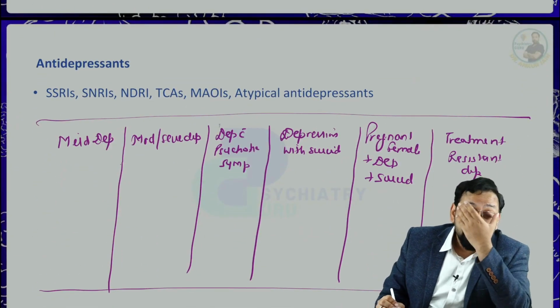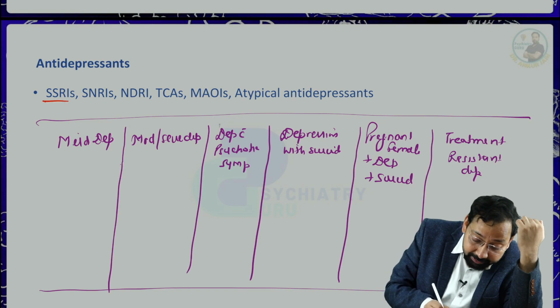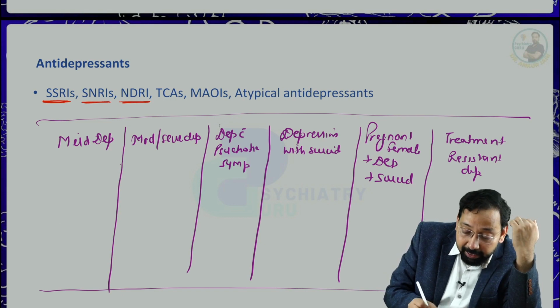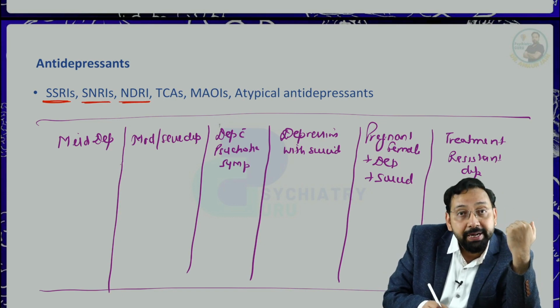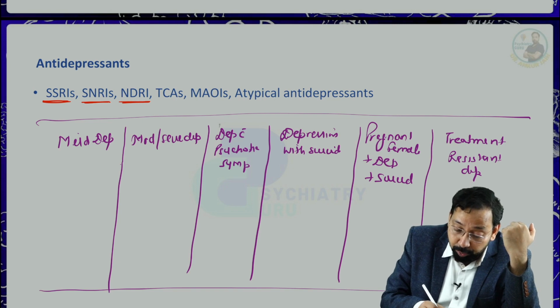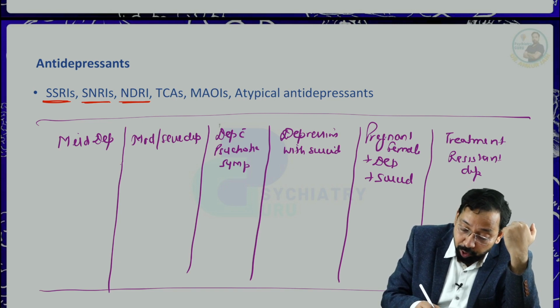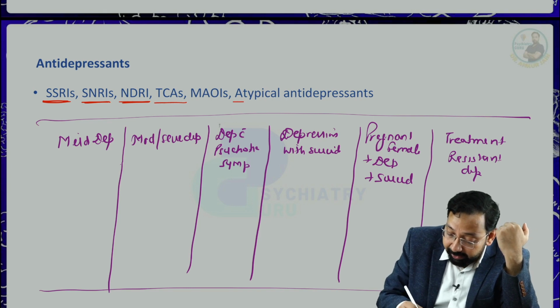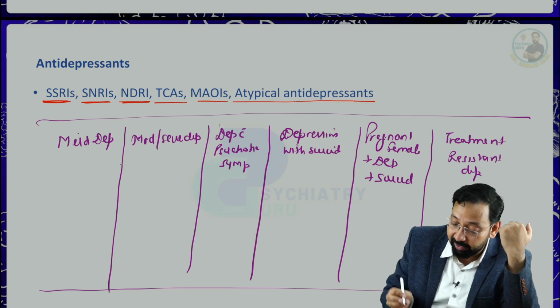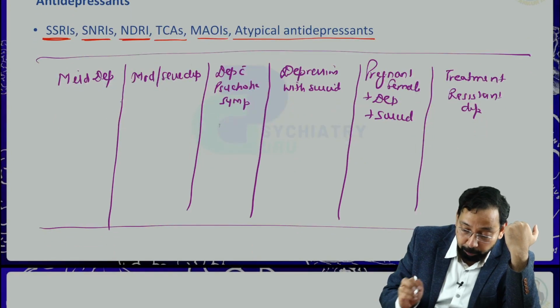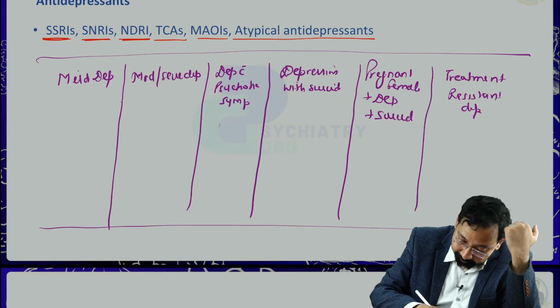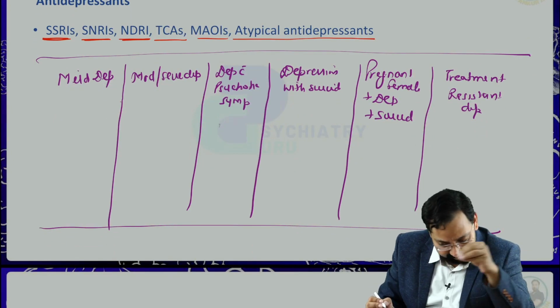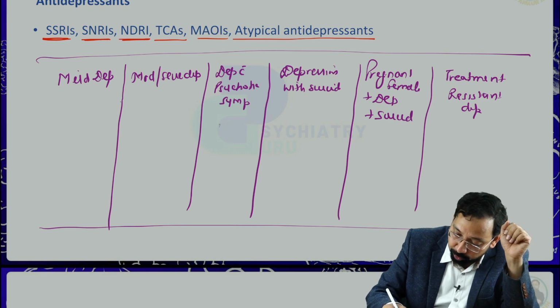Antidepressants, you all know the different types of antidepressants. These are SSRI, SNRI, NDRI. Yes, selective serotonin reuptake inhibitor, serotonin norepinephrine reuptake inhibitor, norepinephrine dopamine reuptake inhibitor, tricyclic antidepressant, atypical antidepressant, and MAO inhibitors are there. Now this table will help you to solve multiple clinical questions. They can give you different scenarios and may try to confuse you.